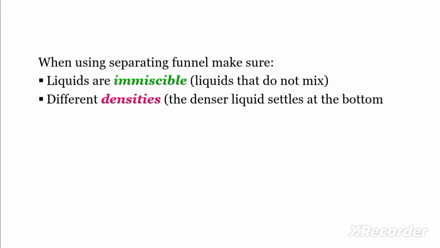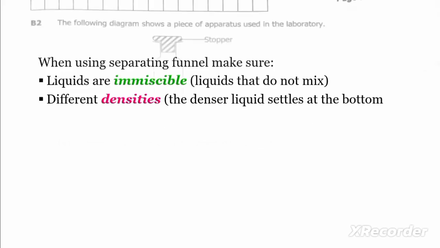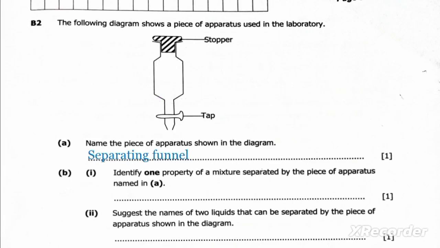Different densities. This is one of the criteria that we need to apply. One of the liquids or components should be denser than the other, so that the denser one can settle at the bottom. Liquids must be immiscible. This is one of the properties that we need to consider. B, Roman numeral 2, suggest the names of two liquids that can be separated by the piece of apparatus shown in the diagram.